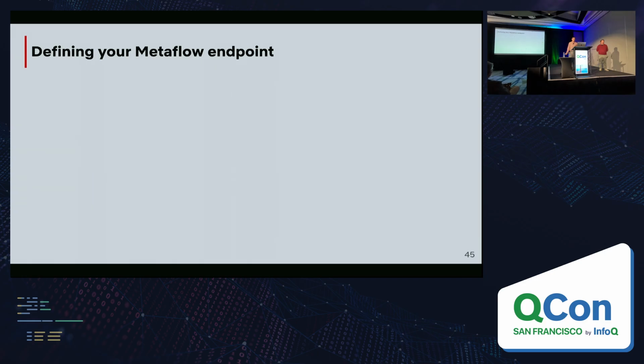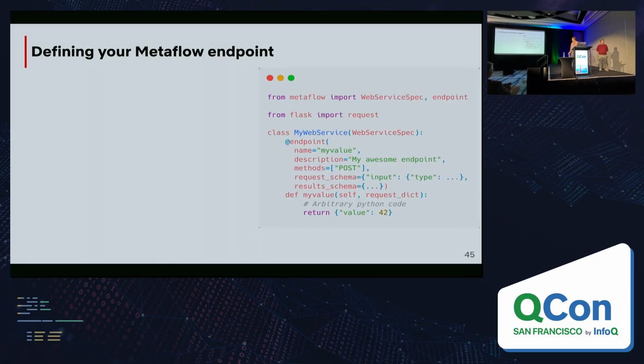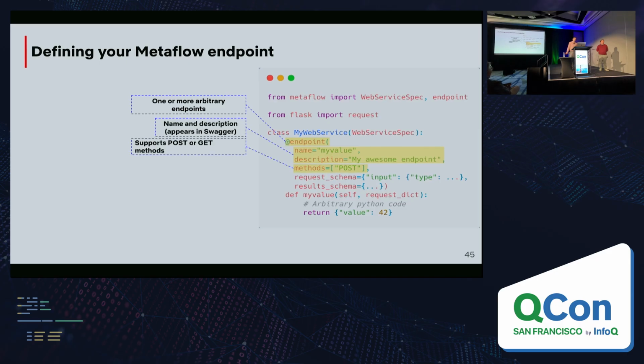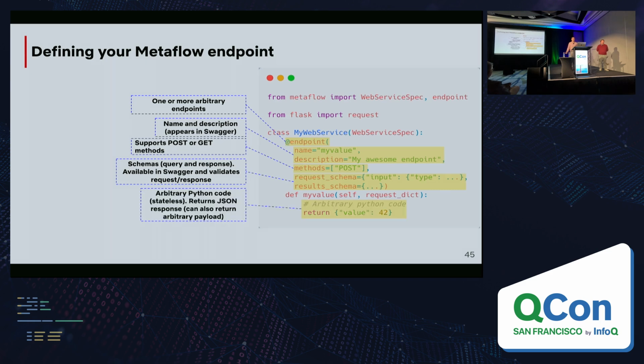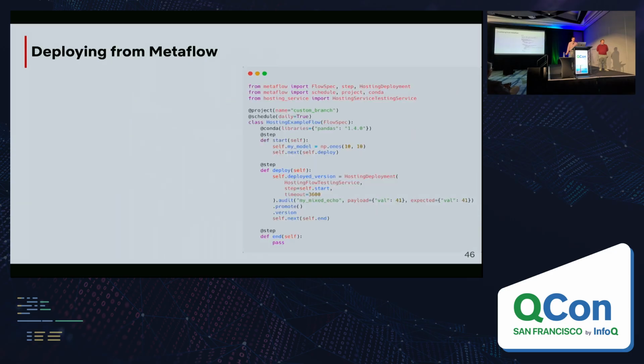The next thing is you need to specify what your computation does. It is similarly simple. You specify a name and a description, which can appear in a Swagger page to let your users know what your service does. You specify the methods for the REST calls that it needs to handle, and some schemas that will be enforced and checked as well. And then you can specify any arbitrary Python code, nothing special required. You return your payload, and that's all that you need to do.